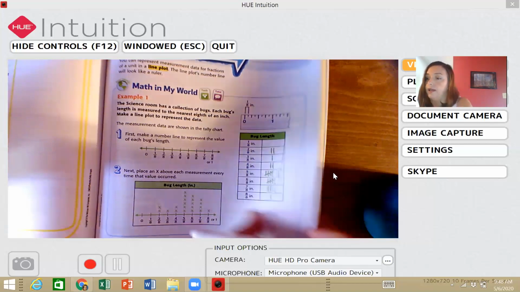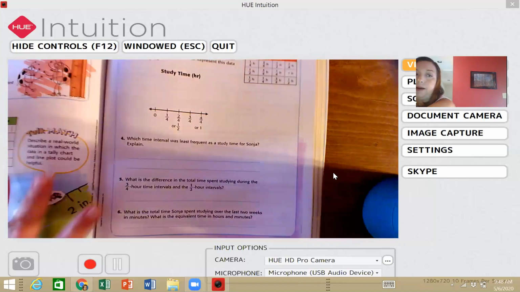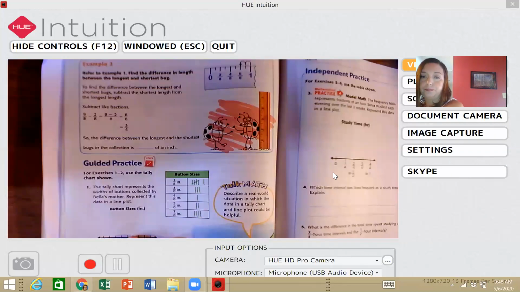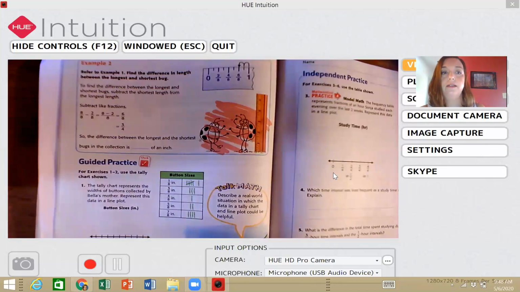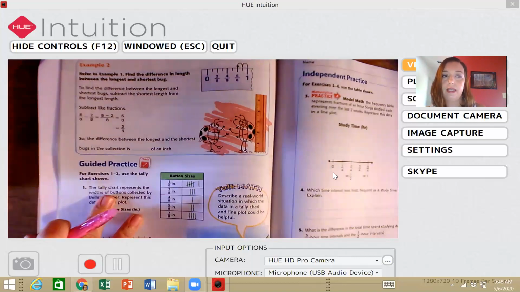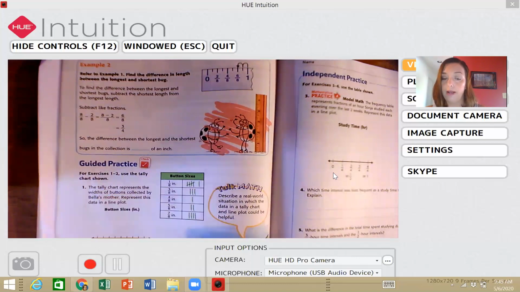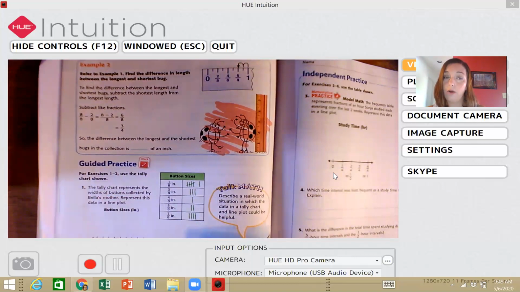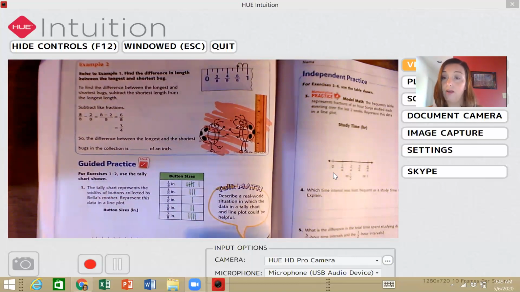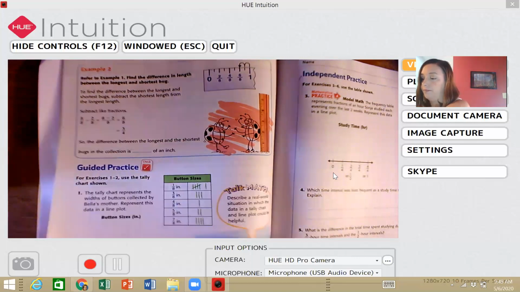Let's go ahead and move to example 2. So example 2 says, refer to example 1. Find the difference in length between the longest and shortest bug. Okay, so we have to go back to example 1 and look at that data again to see which one was the longest bug and which one was the shortest bug. So let's take a look back at that data.